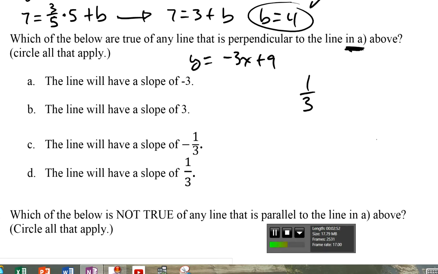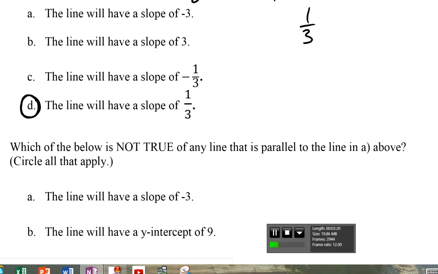So the only thing that's true, let's see, the line would have a slope of -3. No. The line would have a slope of 3. No. The line would have a slope of -1/3. No. This line would have a slope of positive 1/3. So D is the one that's true. Lines that are perpendicular have slopes that must be opposite reciprocals. The change in y becomes the change in x. They flip places, and the sign has to change. The negative has to become a positive.